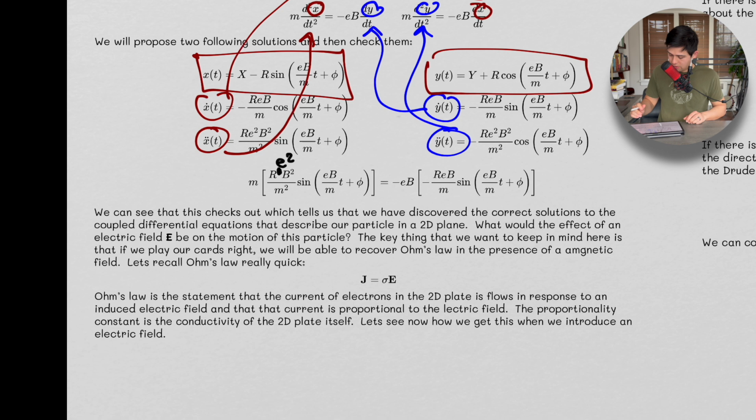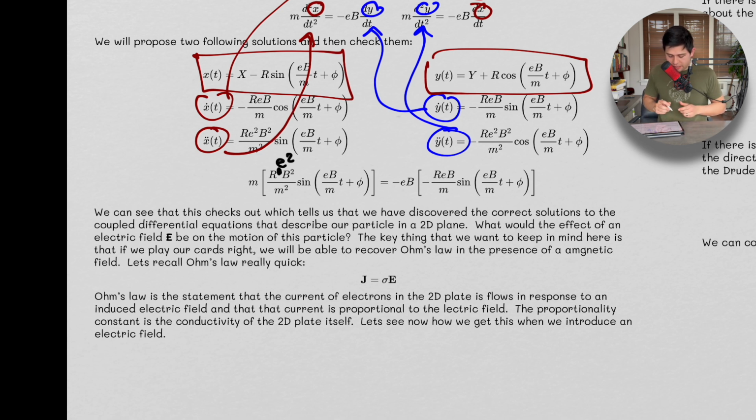I have typos in here. Can't help myself. Okay, so let's recall what Ohm's law is really quick. Ohm's law is that the current is related to the applied electric field times some constant. We'll see what this constant is. If you know basic electromagnetism from undergrad, it's a conductivity constant. It tells us something about the conduction of electrons through a particular 2D sheet. It's going to tell us something intrinsic about the two-dimensional sheet.